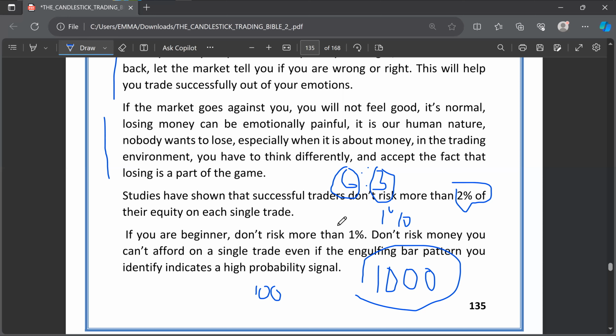You can ask your colleagues, right? Your senior colleagues, you can ask them. It happens many a time. So that's what you have to take note of. Now, if you are a beginner, don't risk more than 1%.